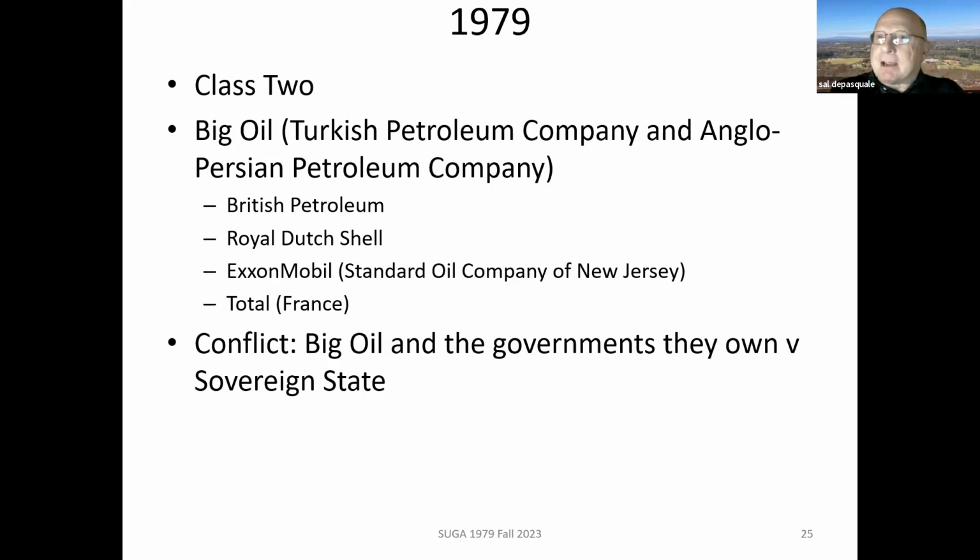So at this time, people have learned their lessons. They now know that they want to take control. They want to have monopolies. They want to sell commodities that people have to have, and they see a future opportunity with oil in the Middle East. And so British Petroleum, Shell, Exxon, Total, they go and they form the Turkish Petroleum Company and the Anglo-Persian Petroleum Company.